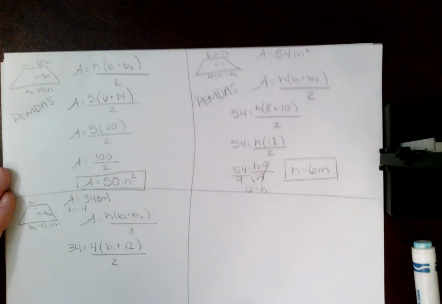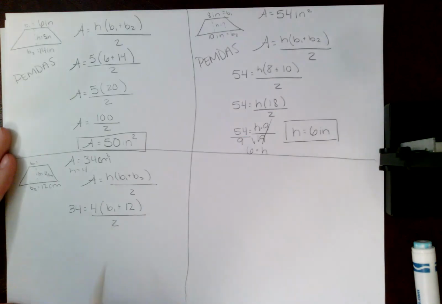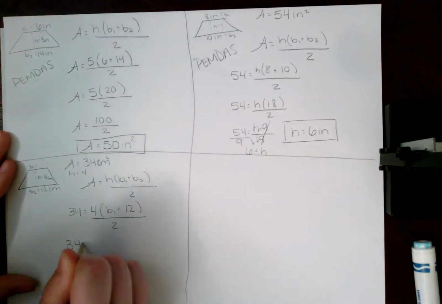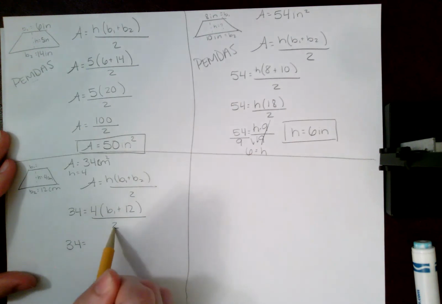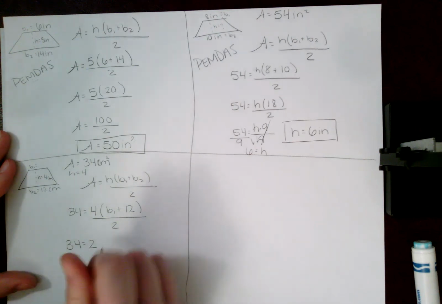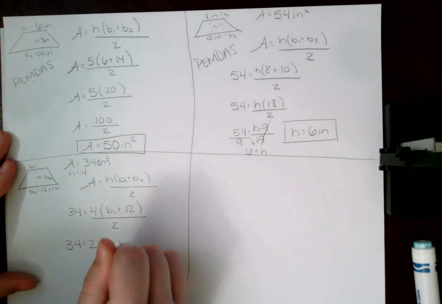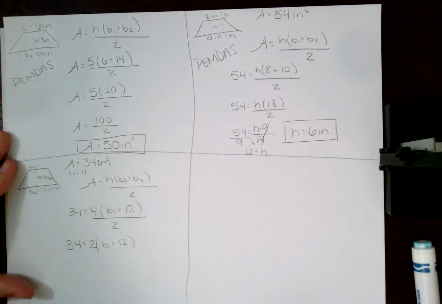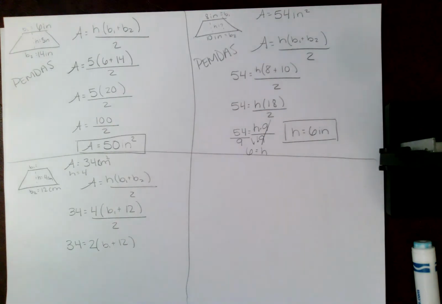I'm going to divide 4 by 2 to get rid of this divided by 2. 34 equals 4 divided by 2 is 2. And then we're just left with B1 plus 12. 34 equals 2 times B1 plus 12. Now, we want to get this by itself. We want to keep taking away the numbers until we get B1 alone.